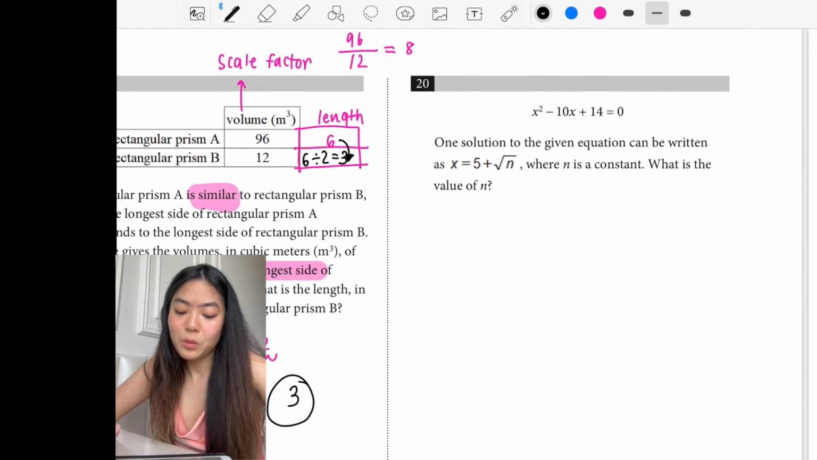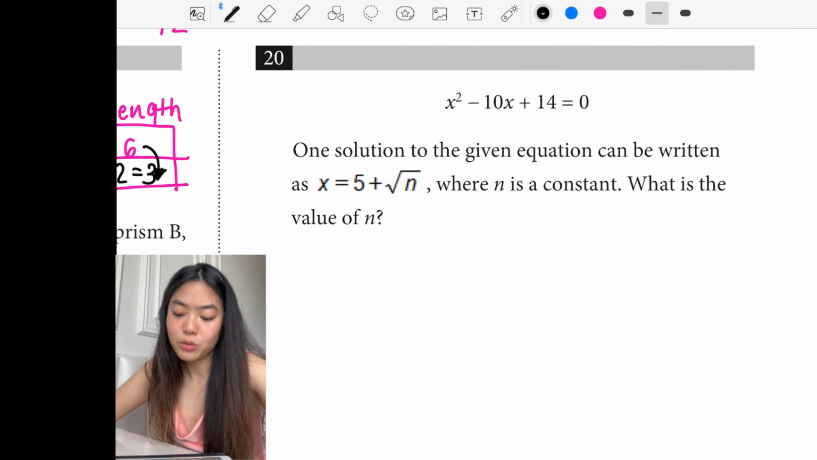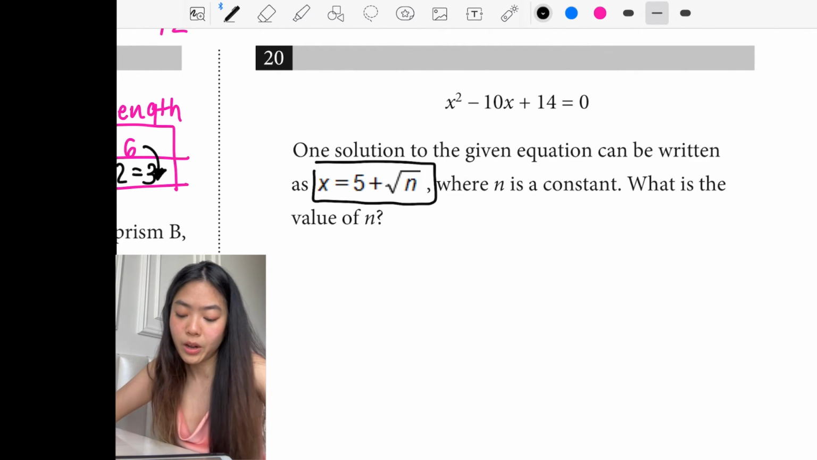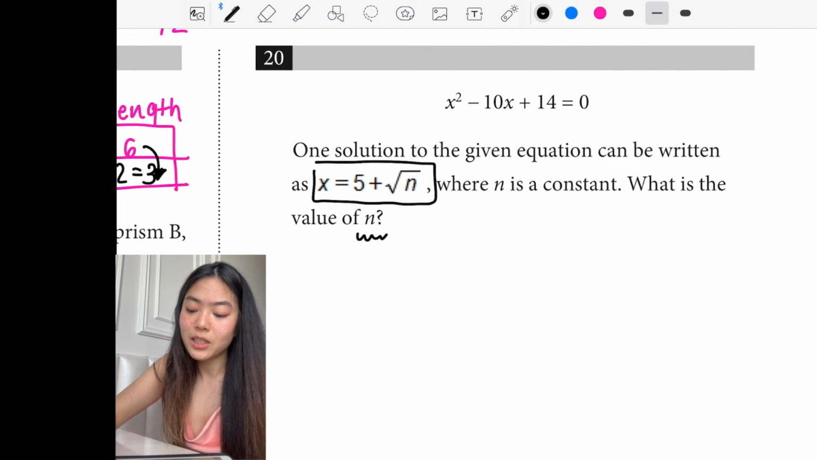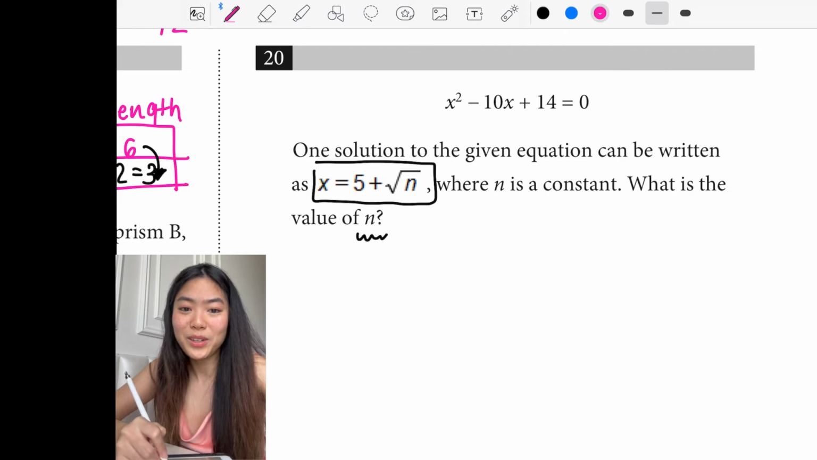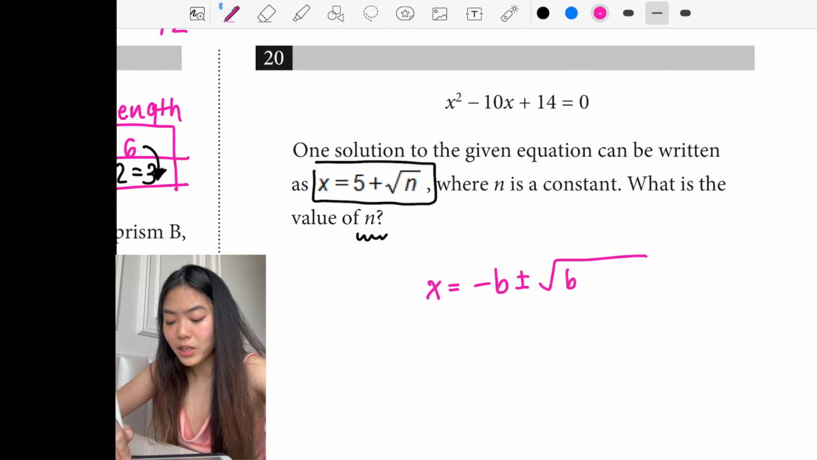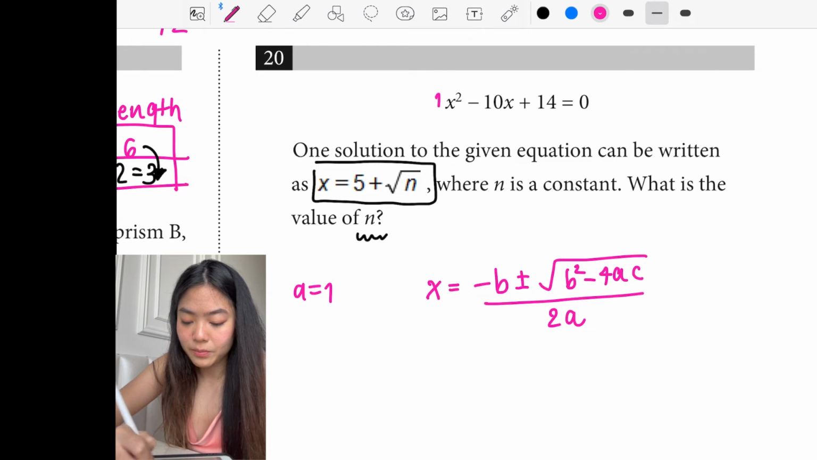Okay, next one, 20. x squared minus 10x plus 14 equal to 0. One solution of the given equation can be written as x equal to 5 plus square root of n, where n is a constant. What is the value of n? Okay, so from here, this one is a quadratic equation. So how could we solve it? We can use the formula: minus b plus or minus square root of b squared minus 4ac, over 2a. Okay, and this one, a is 1, b is negative 10, and c is 14.